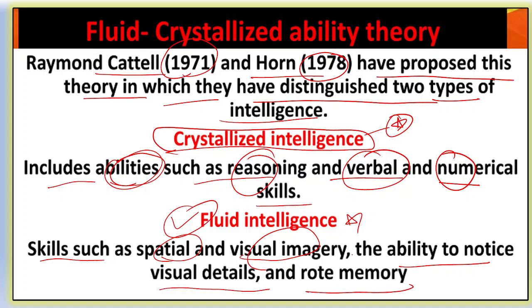विजुअल डिटेल्स यानी कोई सिंबल देख लिया, पिक्चर्स देख लिया, इमेजेस देख लिया, और उसके अंडरस्टैंडिंग आपके अंदर कैसे आती है, वो देख के उसको रट्टा मार के रोट मेमोरी से. तो वो सब फ्लूइड इंटेलिजेंस थियरी में आता है.